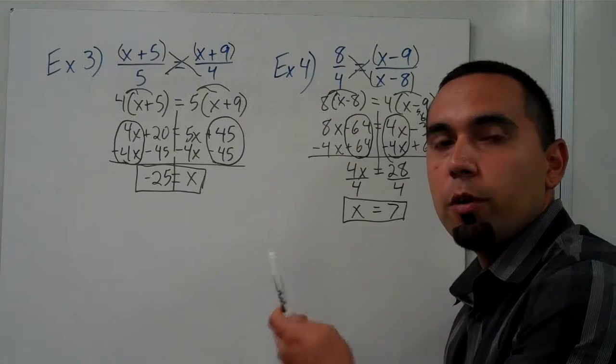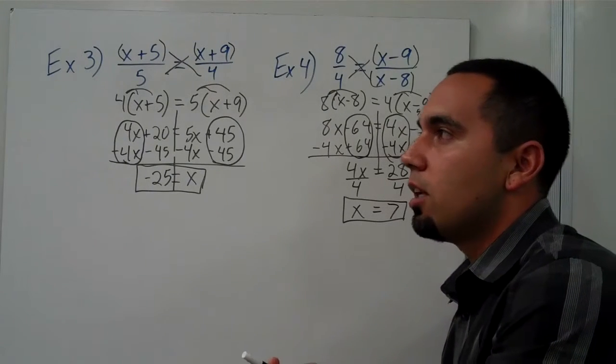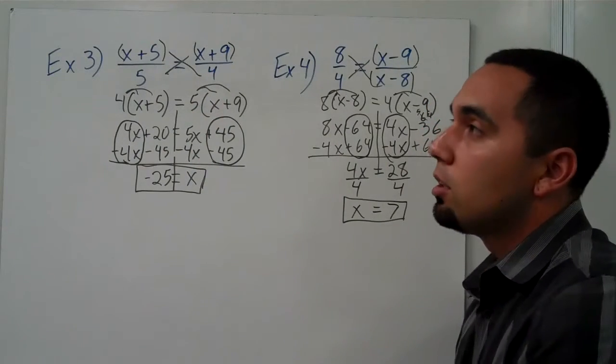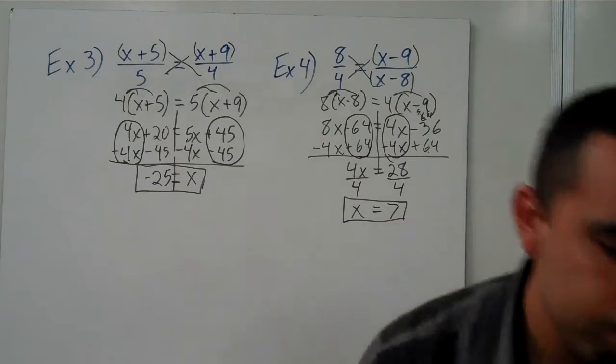But the first step is always cross multiply. Second step is probably going to be distribute because you're going to have 2 terms. All right, so this has been proportions with 2 terms.